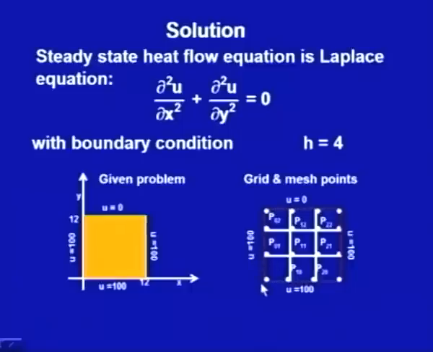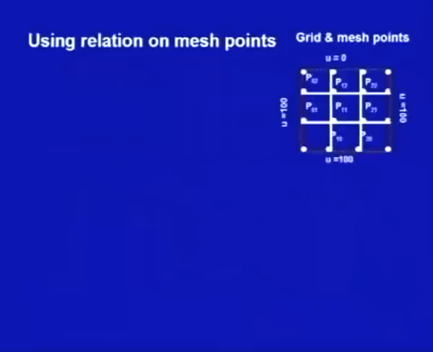So, let us see how we are going to solve this problem using our method. This is the first step we have done: we have defined the grid and the mesh points. Now, we have to use the difference quotient at the nodes. We will take only the interior points, because at the boundary points we know they satisfy the boundary conditions, so the solution is known there.